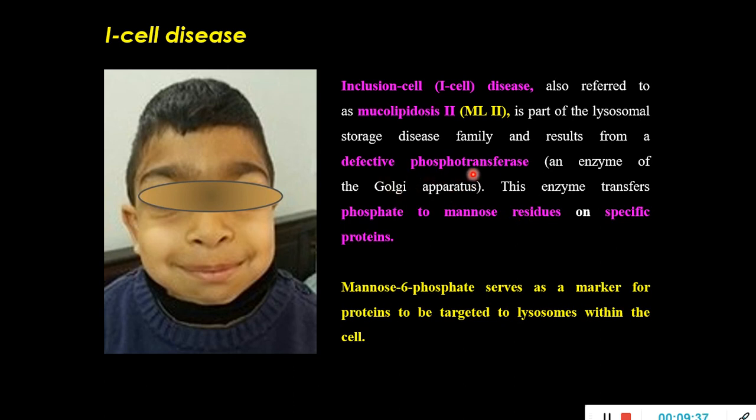And if this enzyme is not present, some of the enzymes will not be able to have mannose on their surface. Resultantly, those enzymes will not be able to move to the lysosomes. So basically, mannose 6-phosphate serves as a marker for the proteins to be targeted to lysosomes within the cell.